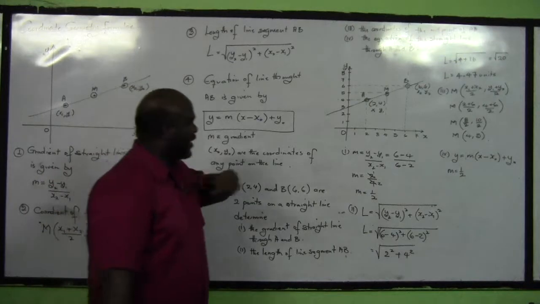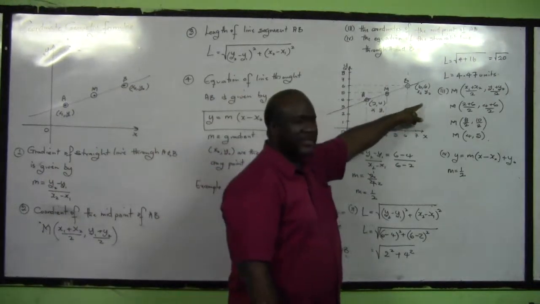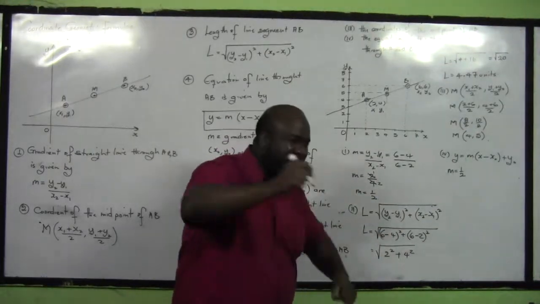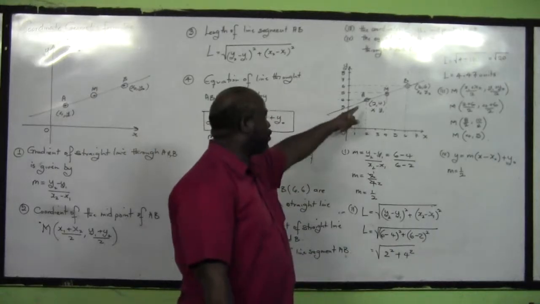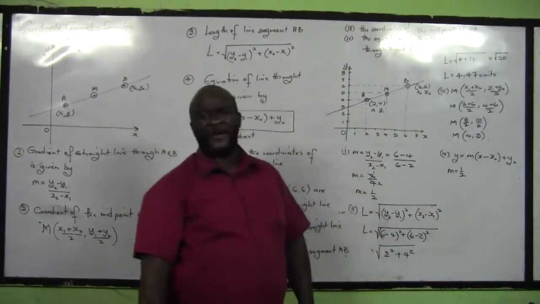I know 2 points on the line. I know A is what? 4. B is what? 6. I can use any point, but it must be on the line. I can use 2, 4, or I can use what? 6, 6. Both of them will give me the same answer.